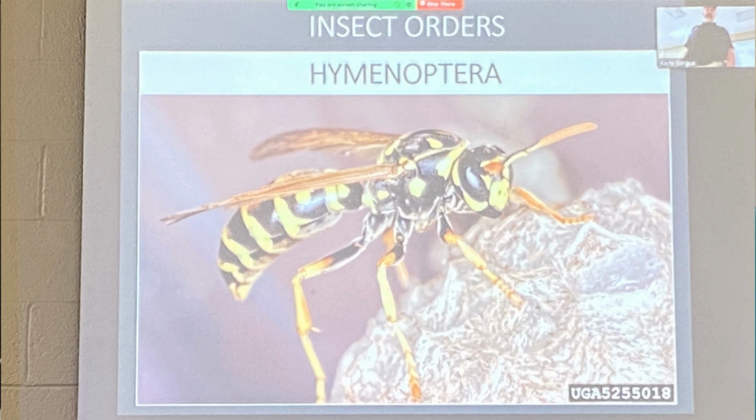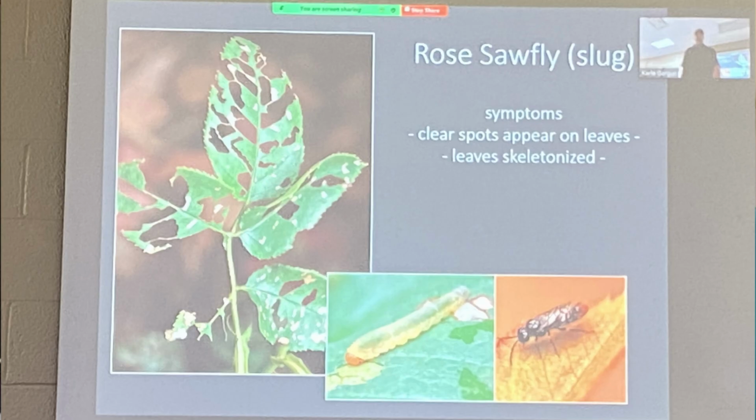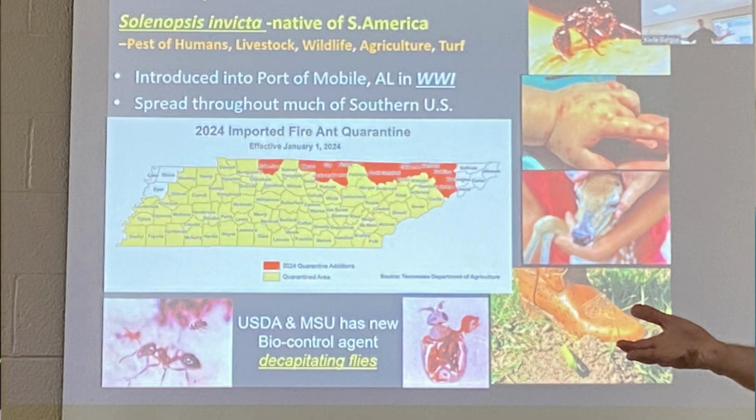Okay, insect orders. Hymenoptera. These look like wasps. Sawflies, wasps, bees. Sawfly larvae are eruciform, or caterpillar-like, with chewing mouthparts. Bee and wasp larvae are grub-like with chewing mouthparts. Symptoms: clear spots appear on leaves, leaves skeletonized. And that's just a picture of Tennessee.